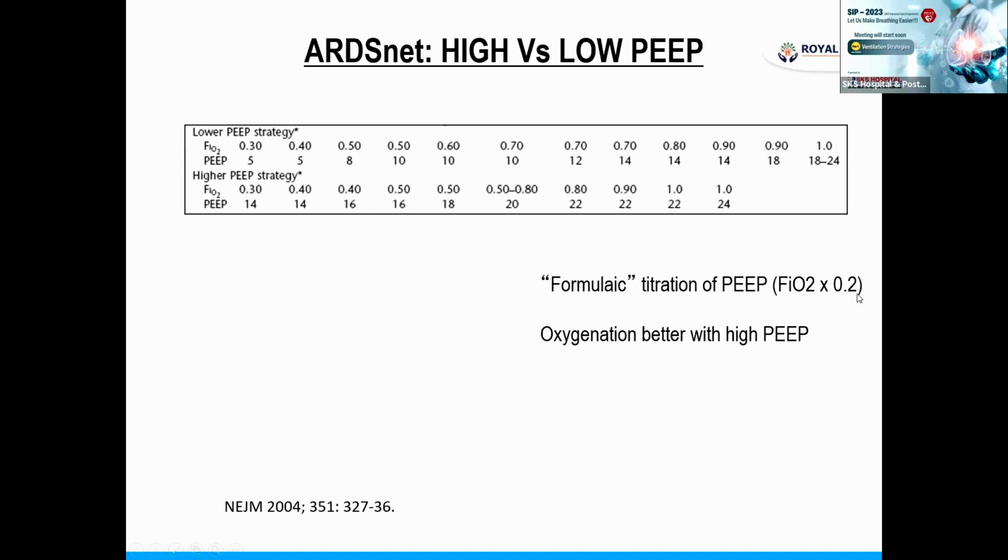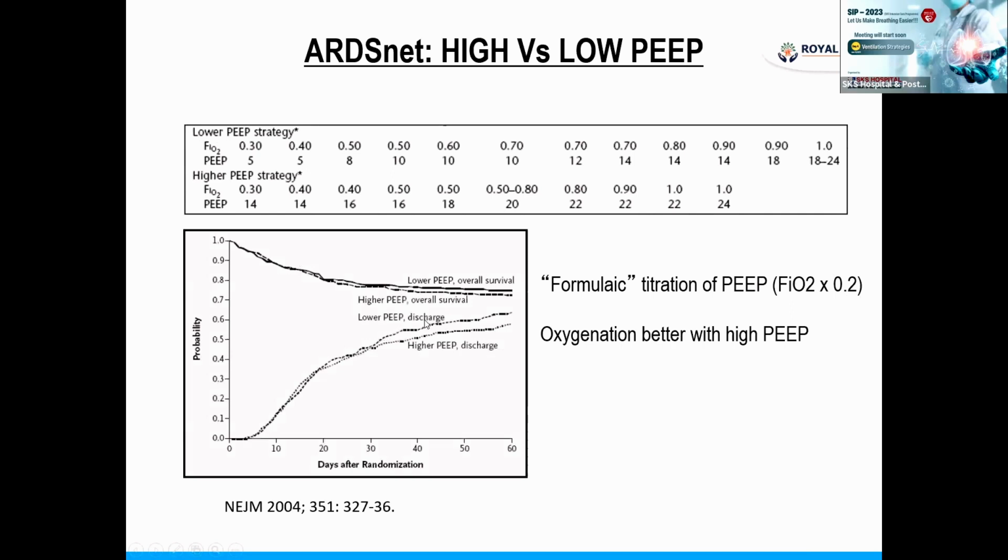16, something like that. And with a higher PEEP strategy, what they found out was, compared to lower PEEP, higher PEEP patients had better oxygenation, but still there was no survival difference and no difference in discharge rates. So there was no major improvement with the higher PEEP. You keep an optimal PEEP, it does not need to be a very high PEEP.